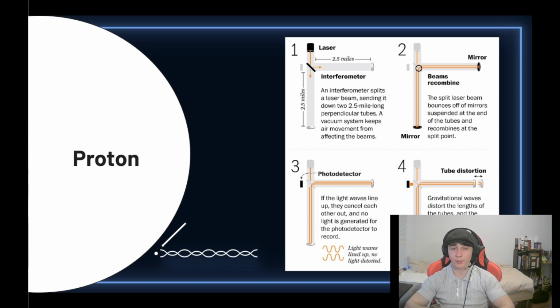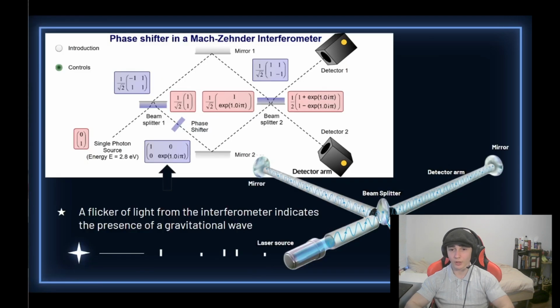This setup works a lot like a Mach-Zehnder interferometer, where we overlap two light beams and study how they interfere based on their wave patterns. More specifically, here's how it works. A laser sends out a photon that hits the beam splitter. The splitter sends half the beam down one arm and the other half down the other arm. The beams are reflected off mirrors and come back.